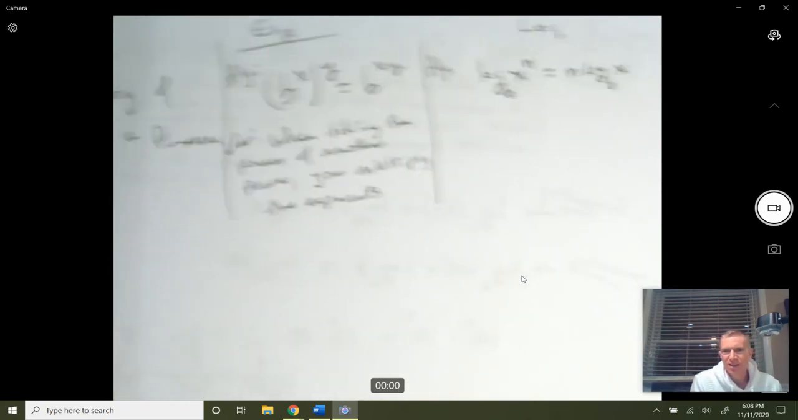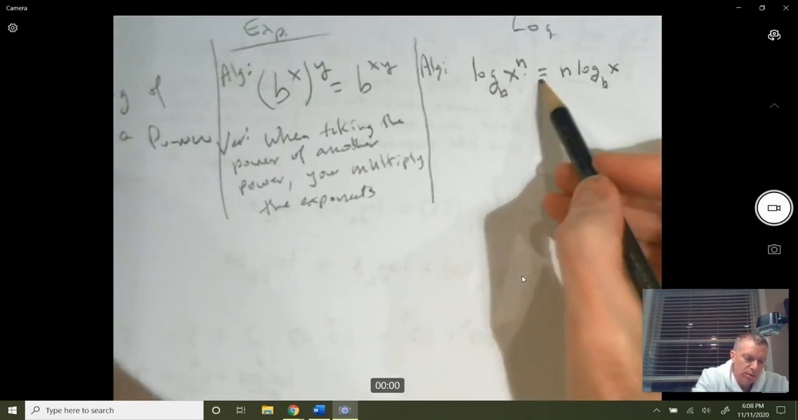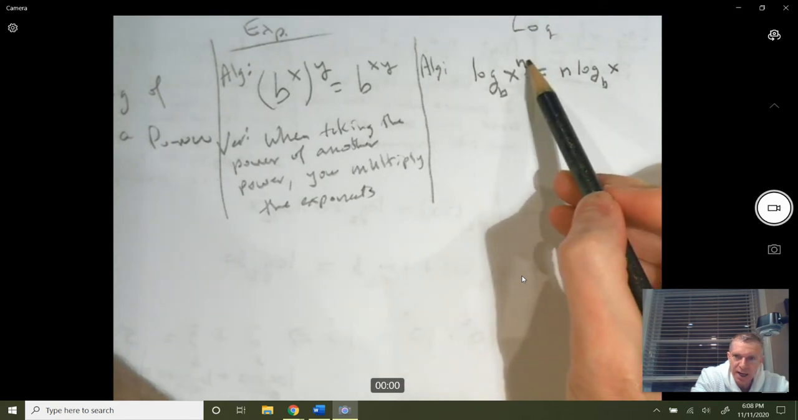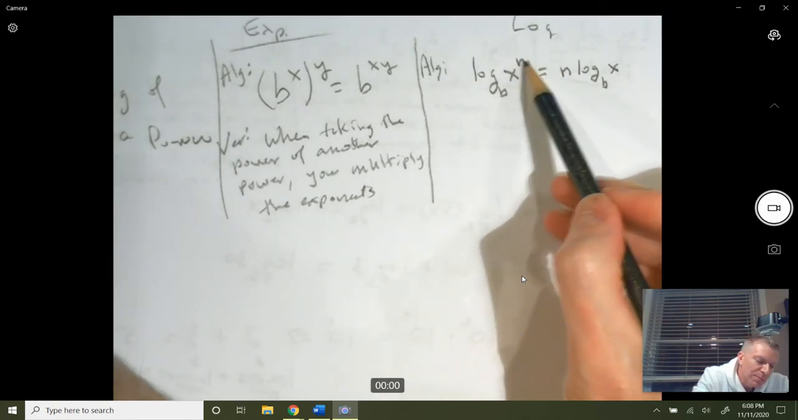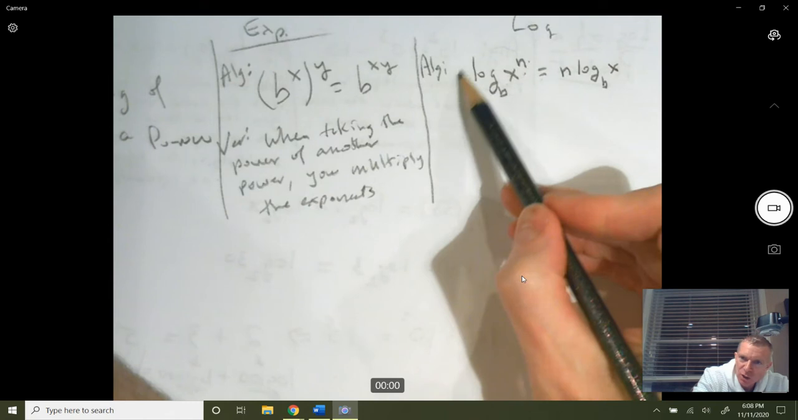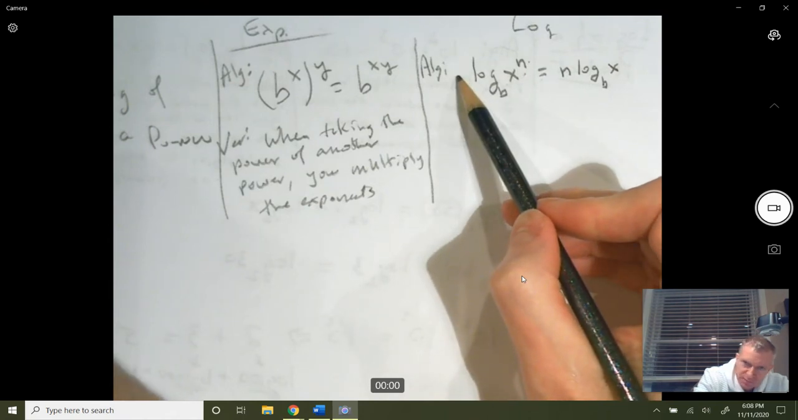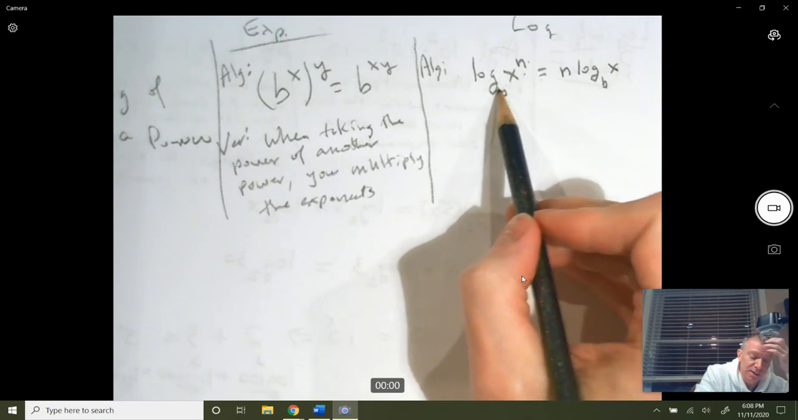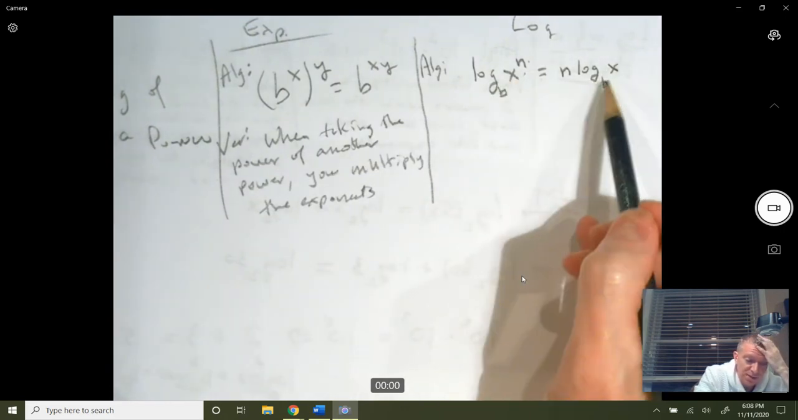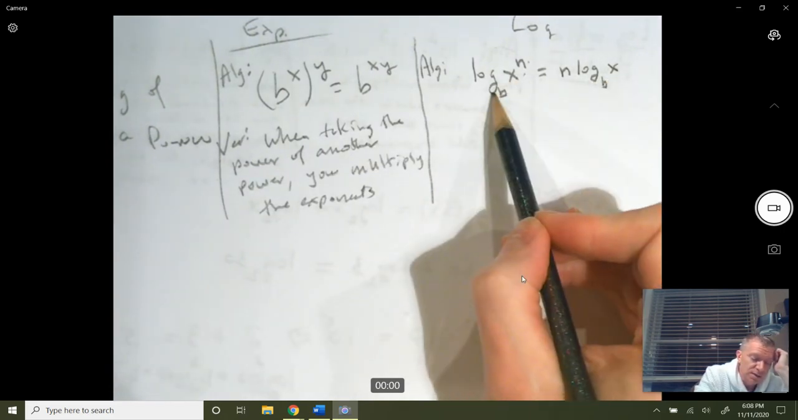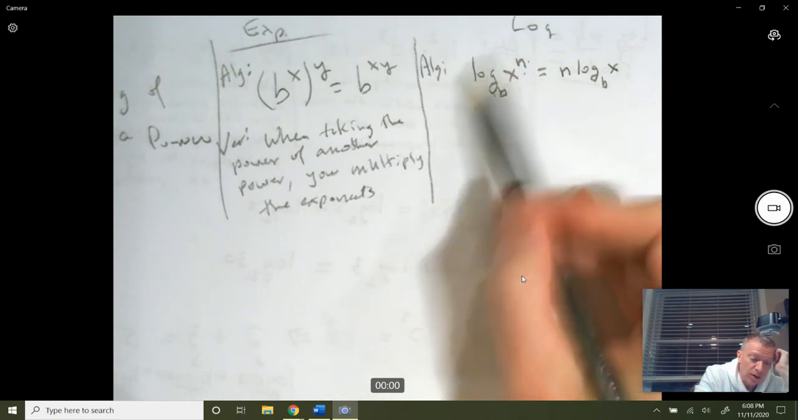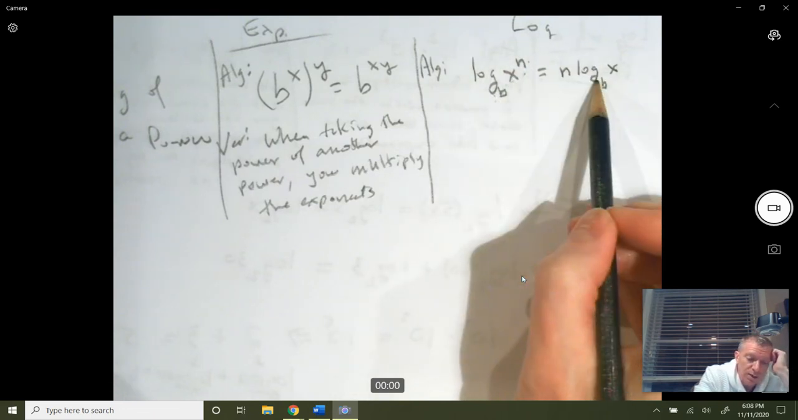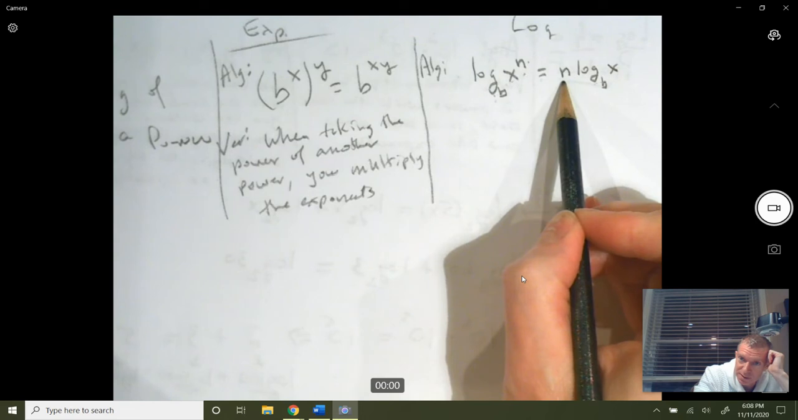So basically, when taking the log of a power, you can take the exponent on your power and move that to the front and make it a coefficient of your log. Okay, and here we're actually expanding, going left to right. We're condensing, going from right to left, because this is a single log, and we're turning it into a single log multiplied by a constant.